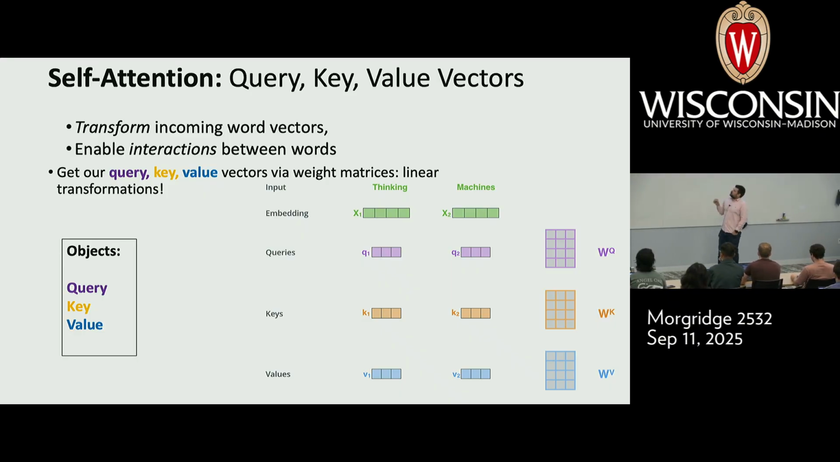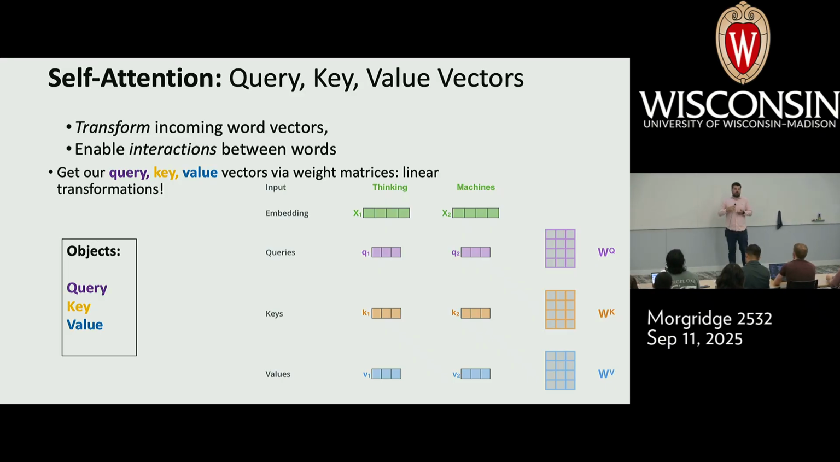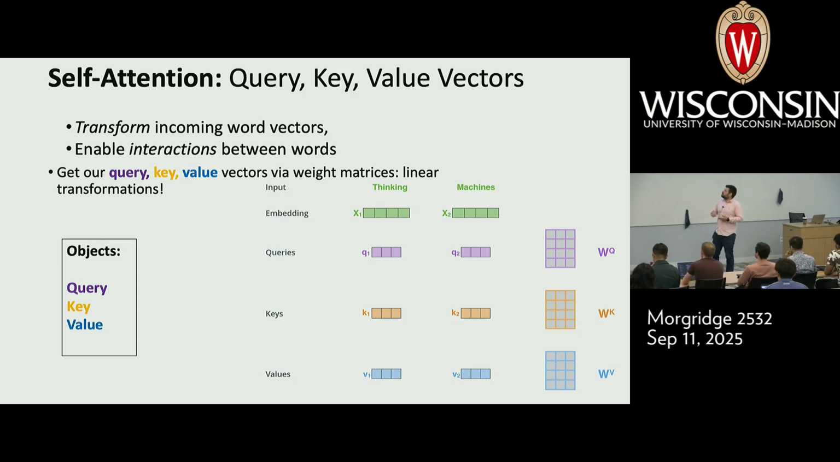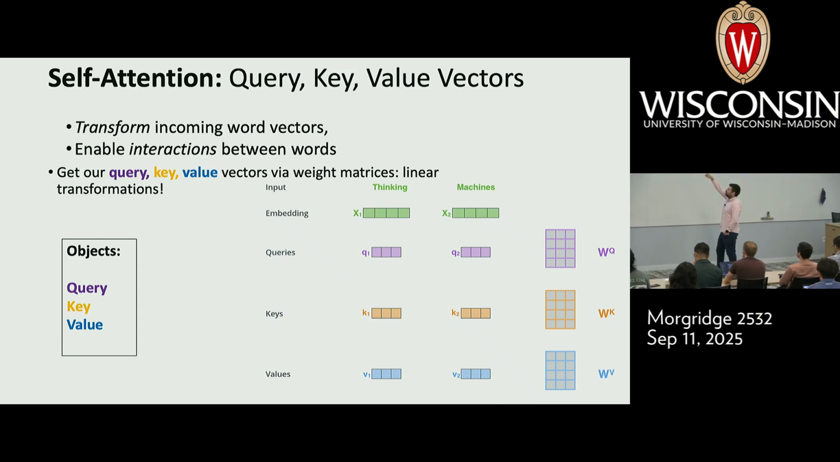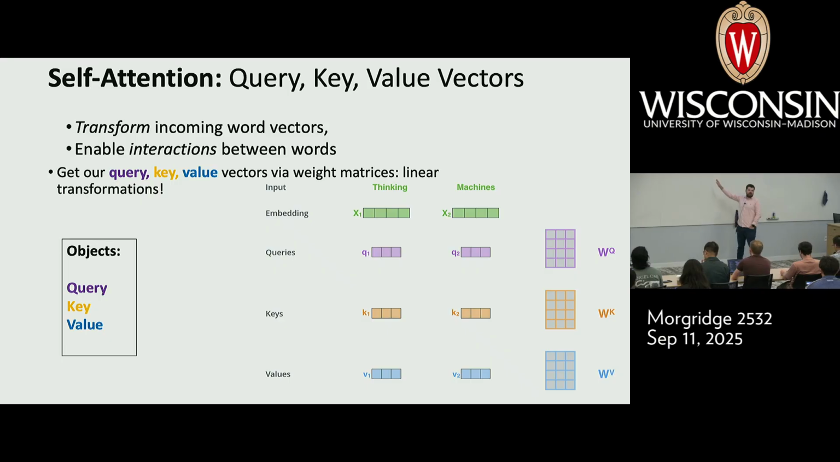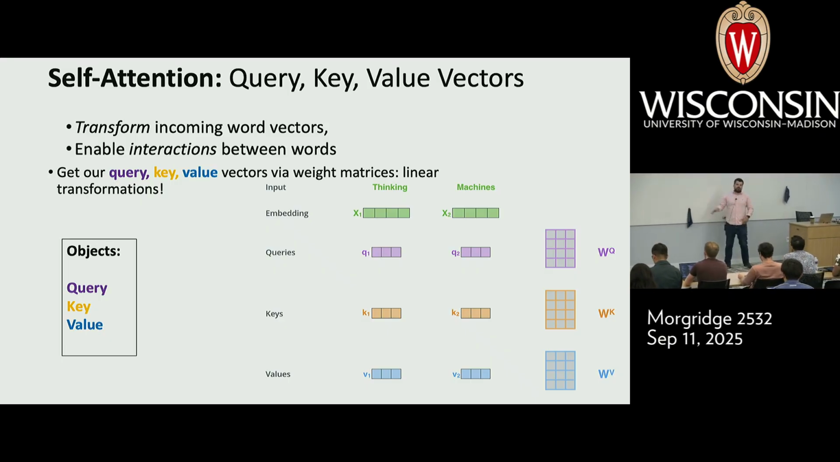We started with the two things on top over there, thinking and machines. We have their word embeddings. Those are vectors, x1 and x2. Well, now we're going to have 3 linear transformations, one for the query, one for the key, one for the value. A linear transformation is just going to be a matrix. And we're going to matrix multiply WQ over there with x1, and we're going to get Q1. We're going to do WQ multiplied with x2, get Q2. Everybody okay with that?